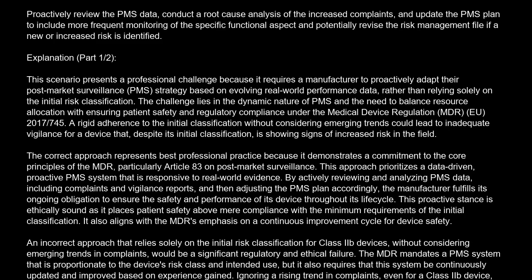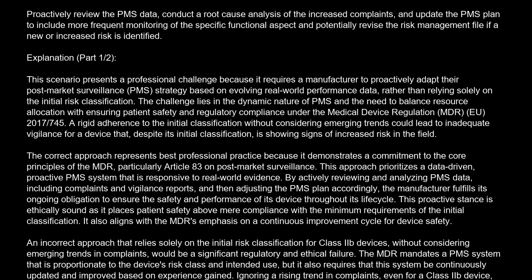The correct answer is C. Proactively review the PMS data, conduct a root cause analysis of the increased complaints, and update the PMS plan to include more frequent monitoring of the specific functional aspect, and potentially revise the risk management file if a new or increased risk is identified. Explanation.